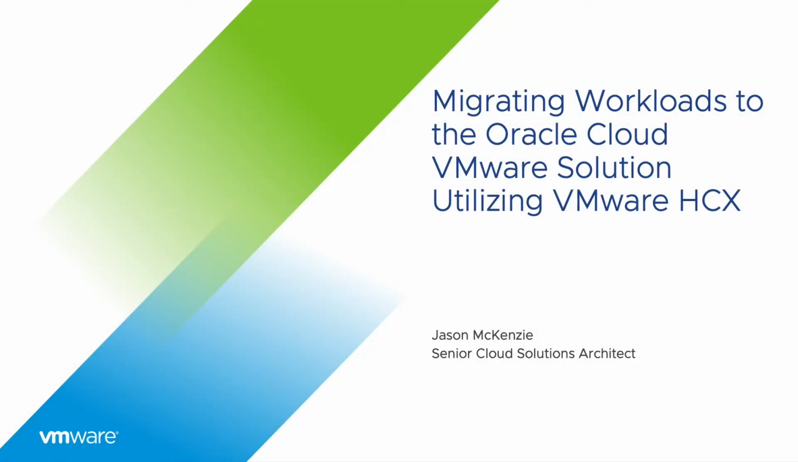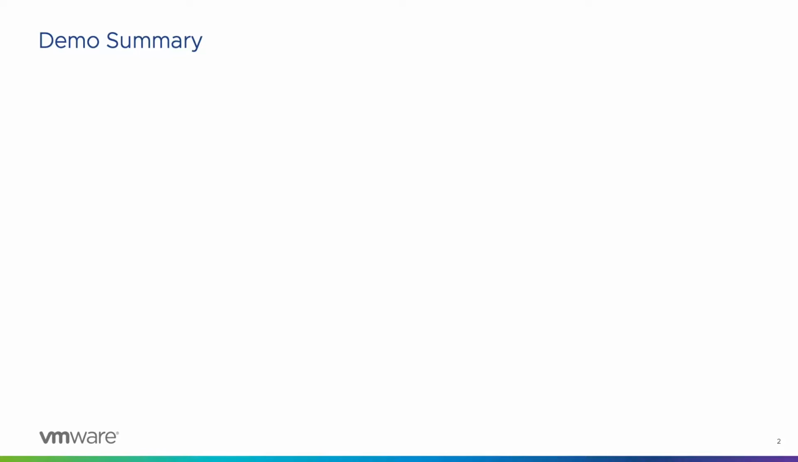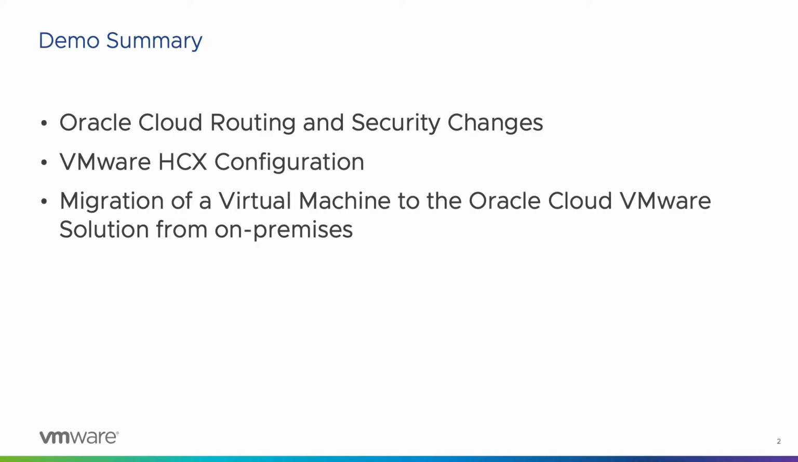Welcome to the Migrating of Workloads to the Oracle Cloud demo video using VMware HCX. In this demo, I will first ensure the routing and security policies in the virtual cloud network to support connectivity from the Oracle Cloud VMware Solution to on-premises for VMware HCX is in place. Next, I will prepare the on-prem environment to migrate a virtual machine to the Oracle Cloud VMware Solution. Last, I will show a migration of a virtual machine to the Oracle Cloud VMware Solution.